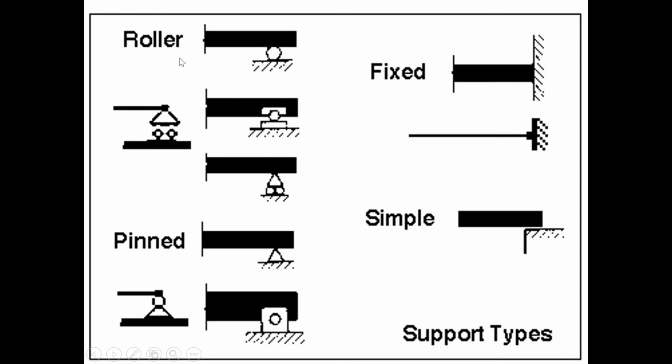If a member is connected to a roller support, the support will not allow for any vertical movement of a member, but it allows for the movement along horizontal direction, and it will allow for the rotation. So hence number of reactions in roller support is only one, that is the vertical reaction. At roller end, a structure is free to move along the support and can rotate freely. Hence, there is no reaction along the support and the resisting moment is zero.